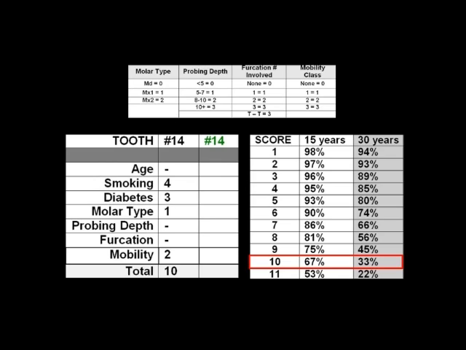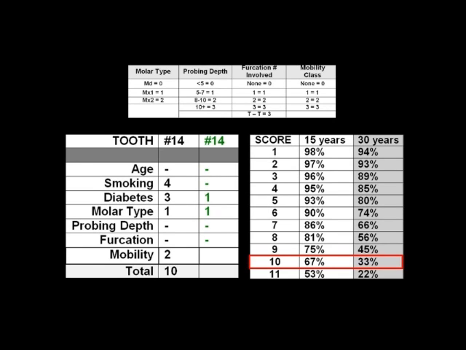But let's go ahead and treat the patient. We're going to treat the patient with non-surgical treatment, just scaling and good home care, not doing any root planing because you don't do root planing in a case of gingivitis. The patient stops smoking, and they get the A1C down to about a 6.1. Molar type remains the same. The probing depth was not there before. It's not there now. Furcation involvement, not there now.